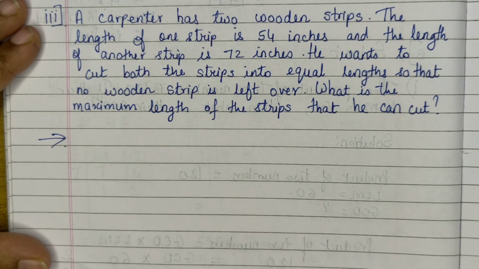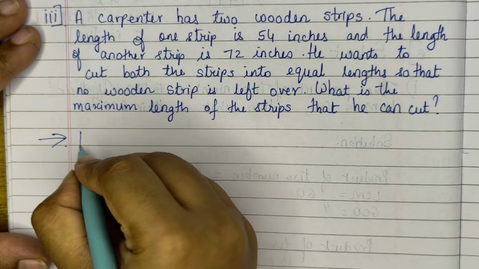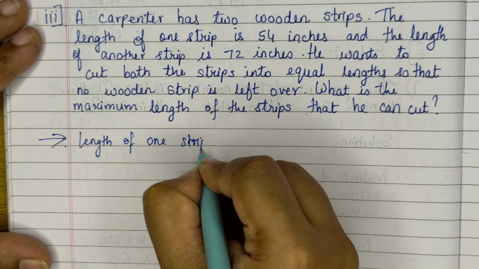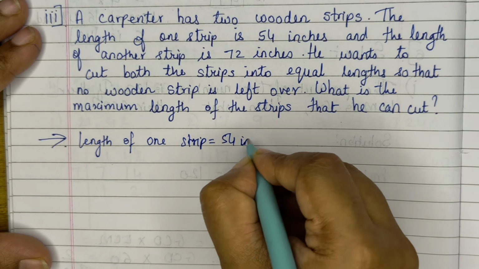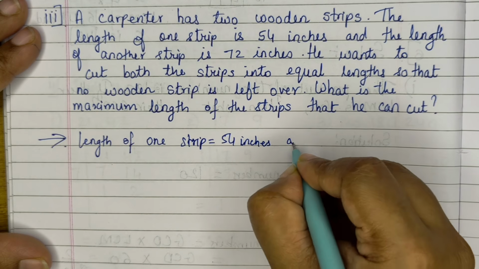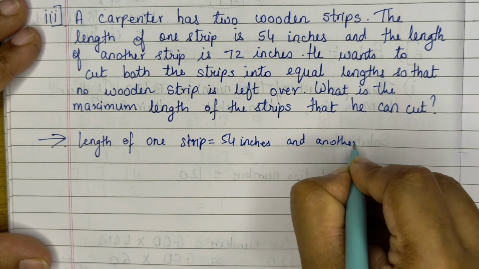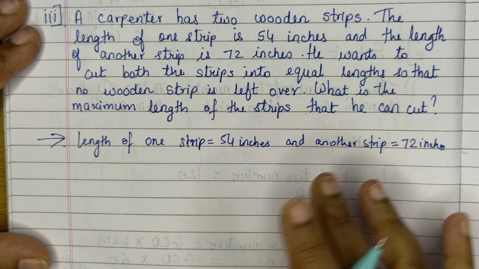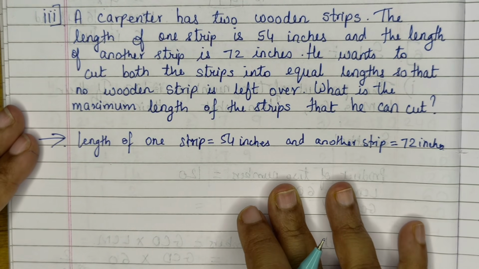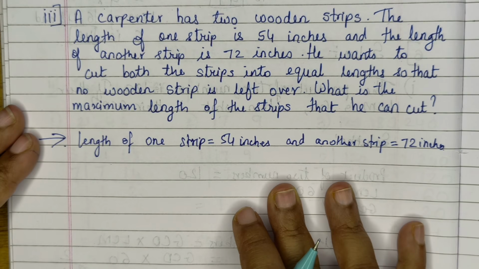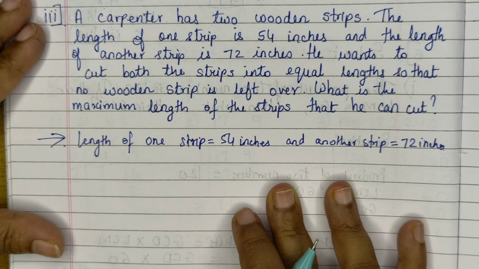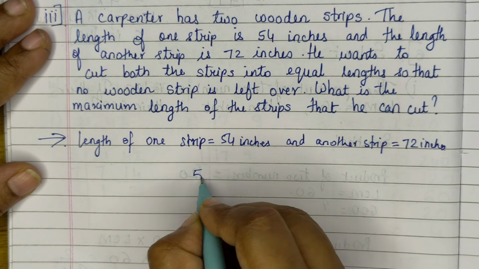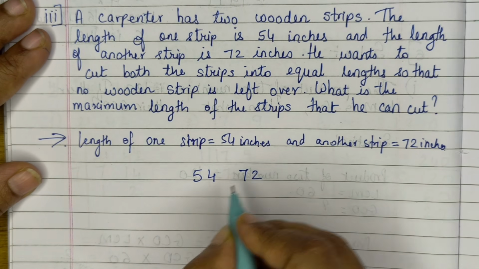Now here you can also write, length of one strip is 54 inches and another strip is 72 inches. Understood? So now we have to first find out the GCD of these two numbers, 54 and 72. We will find the GCD.